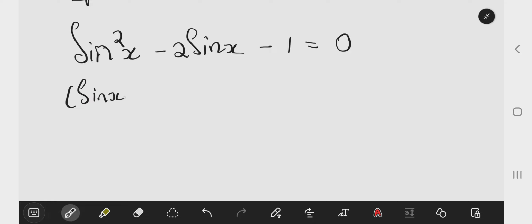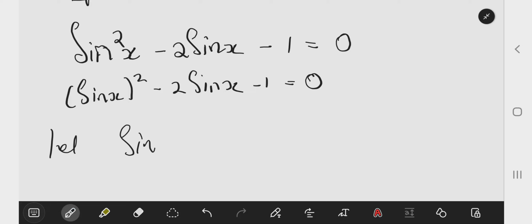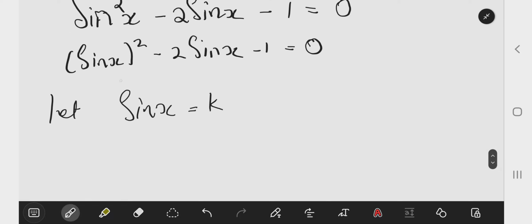Singayibhala sithi sine x squared minus 2 sine x minus 1 is equal to 0, right? So the fact yokuthi siyibhale kanje sifuna ukusebenzisa le approach ethi let sine x to be equals to k, right? And then la ubona khona sine x ufaka u-k, so lana izothi k squared minus 2, la kuno sine x khona ufaka u-k, and then minus 1 equals to 0.